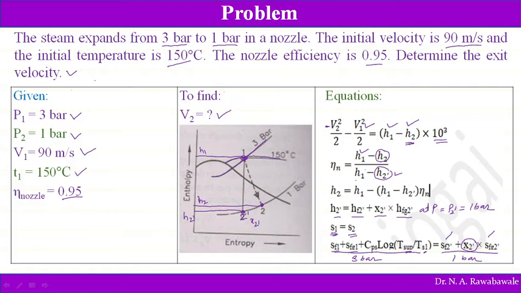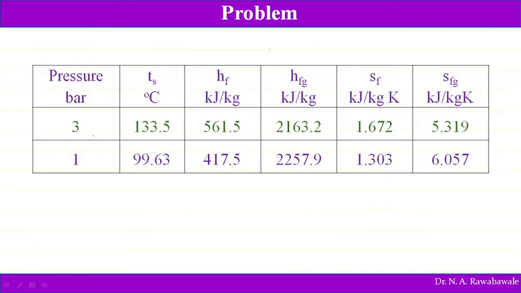Now let us move to the steam table, from where we will collect certain data: the entropies SF1, SFG1, then TS1, SF2 dash, SFG2 dash. This information has to be taken from the steam table. This data is already taken from the steam table. At 3 bar, the saturation temperature is 133.5. HF1 is 561. HFG1 is 2163.2. SF1, the entropy, is 1.672, and SFG1 is 5.319.